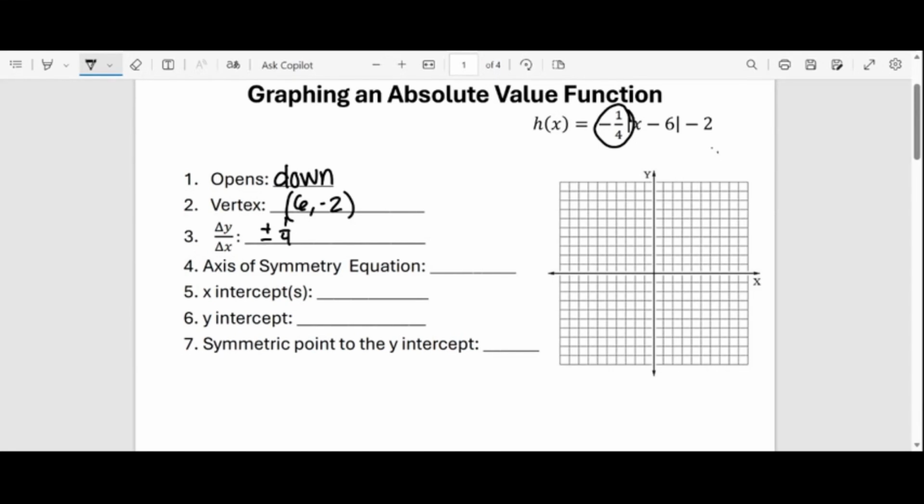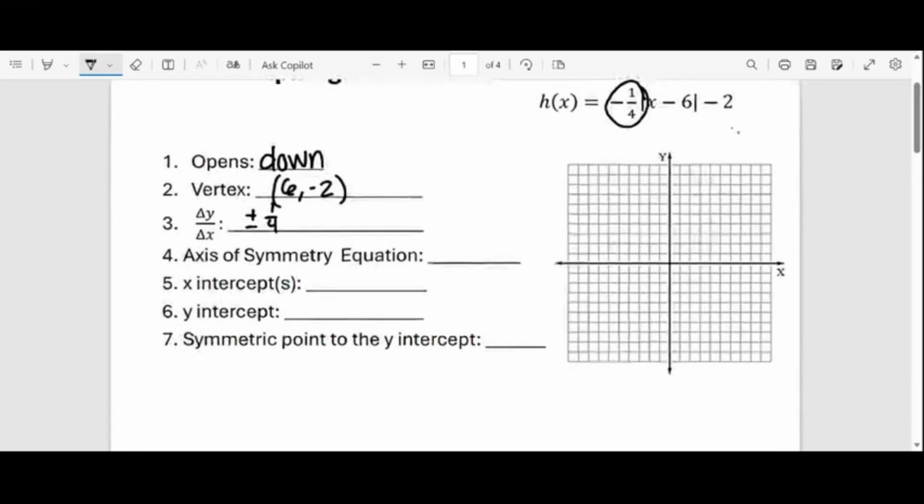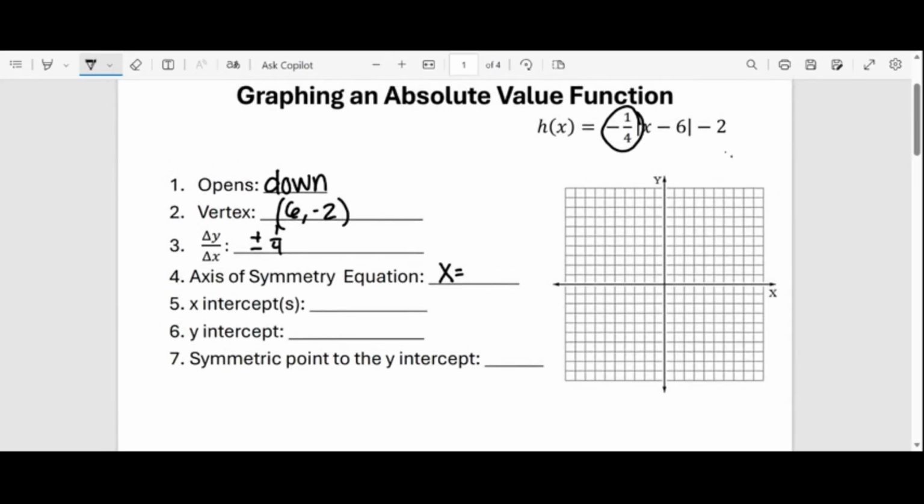The axis of symmetry equation might make more sense when I graph it, but it's always going to be x equals the x value from your vertex. And the x value from this vertex is 6. So I'm going to say x equals 6. This might make more sense once I graph it, but let's go ahead and graph it.